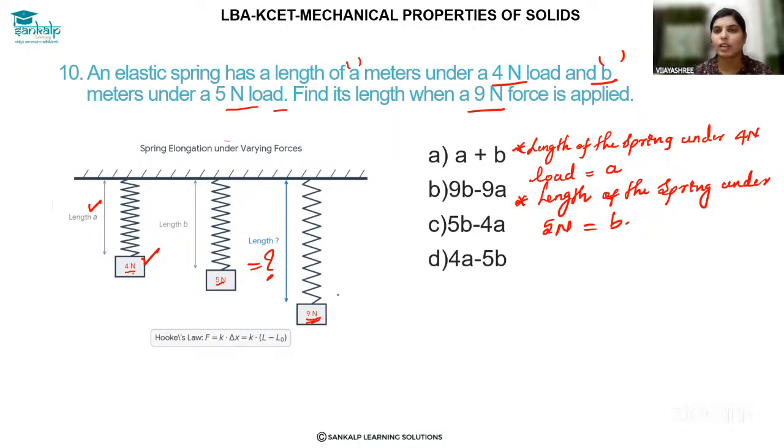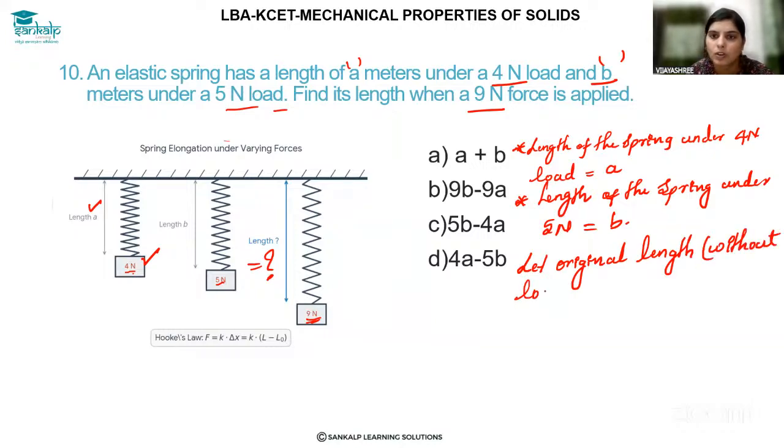Okay. So how to calculate this? Let us take one thing. Let the original length without load of the spring be equal to L0. If we do not put any load on the spring, let us take the original length of the spring as L0. Okay. So let us apply Hooke's law.